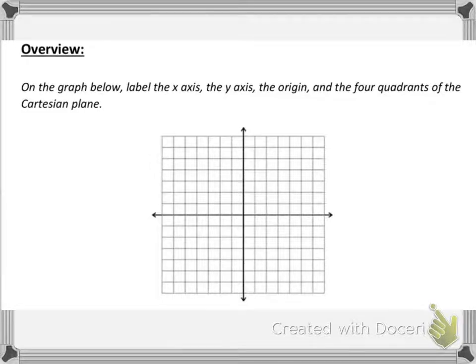On the graph below, we're going to label the x and y axes, the origin, and the four quadrants of the Cartesian plane. If you'd like, you can pause this video, see how much you remember, and then unpause it and see if you are correct. So the x-axis is the horizontal axis, the y-axis is the vertical axis, the origin is right at the center where the two axes meet, and the coordinates of the origin are (0, 0). The four quadrants: this is quadrant 1, this is quadrant 2, this is quadrant 3, and this is quadrant 4.